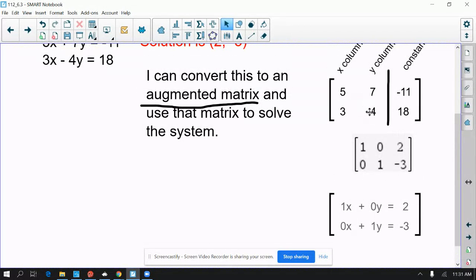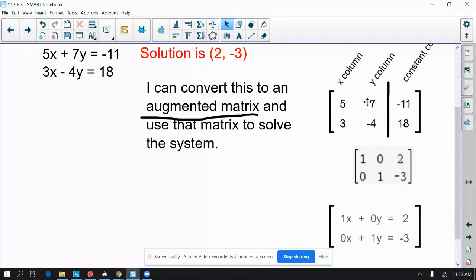at any point, there are three matrices here, so you can always convert them to a system of equations. This is 5x plus 7y equals -11, which is from the original system. But that is equivalent to this system. These two lines together: 1x plus 0y equals 2, so in other words, x equals 2. And 0x plus 1y equals -3, so in other words, y is -3.